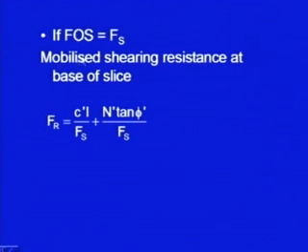And if the factor of safety is Fs, then the mobilized shearing resistance at the base of the slice will be equal to Fr, which is equal to C dash L upon Fs plus N dash tan of phi dash upon Fs.